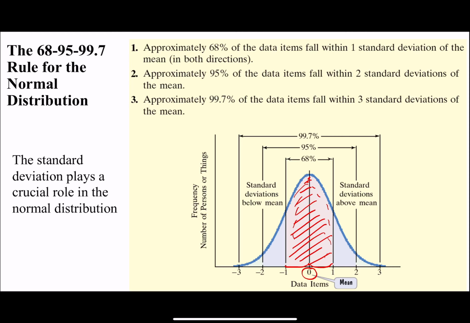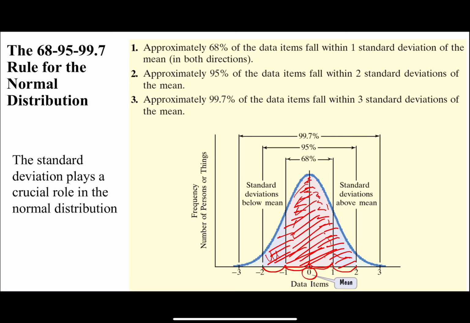Now, if I go two standard deviations to the right from the mean value, and two standard deviations to the left from the mean value, that area contains almost 95% of the data items. They fall in this area, two standard deviations away from the mean value, in both directions.